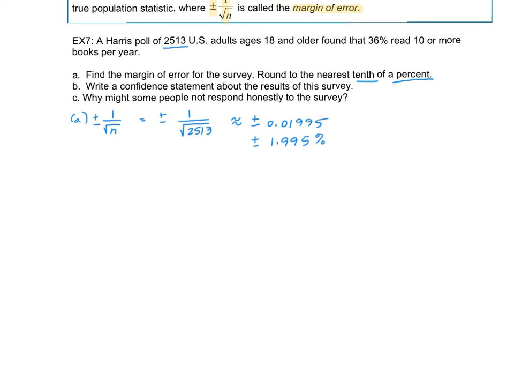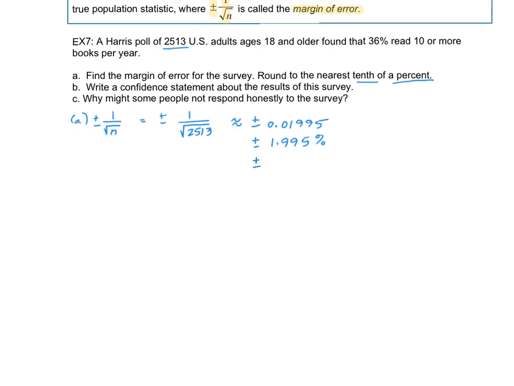So just be careful about what you're asked to find. If you're supposed to round the margin of error to the tenth of a percent, you have to first write it as a percent and then round it. Now this says to 1 decimal place. So our margin of error is actually going to round to 2.0%. And this is my margin of error. That would be part A.